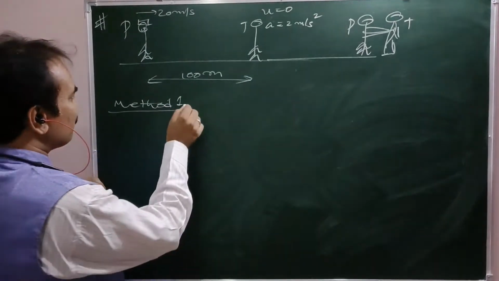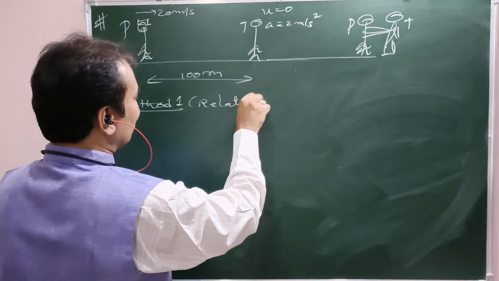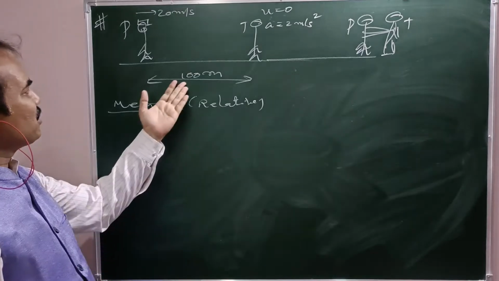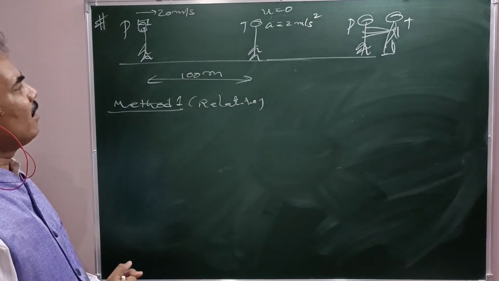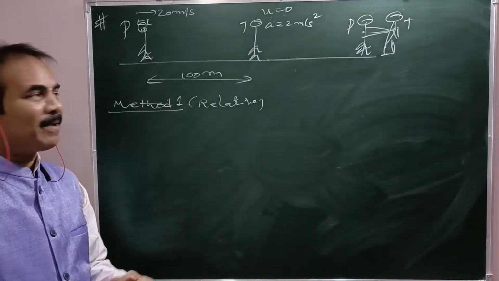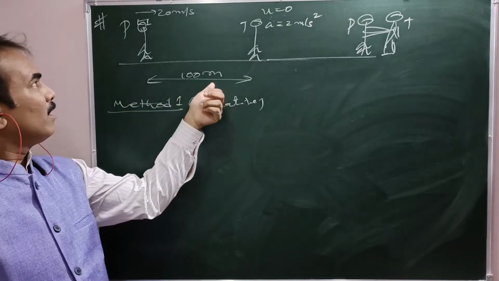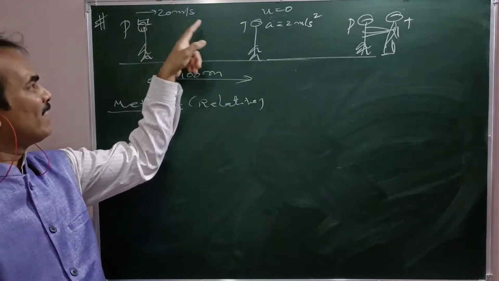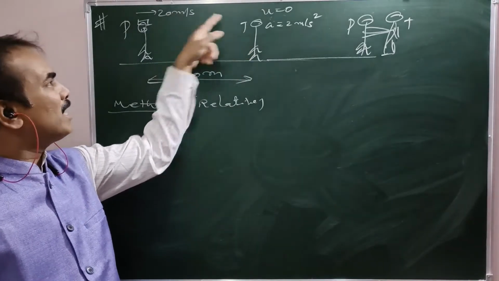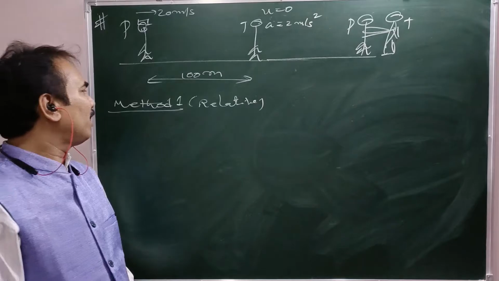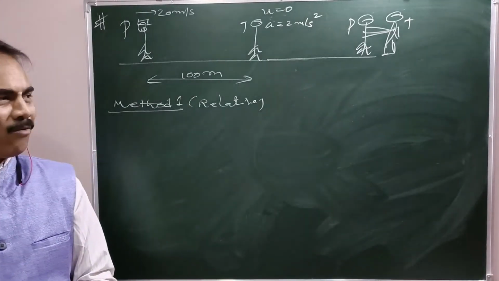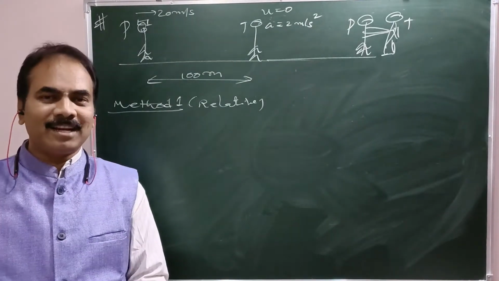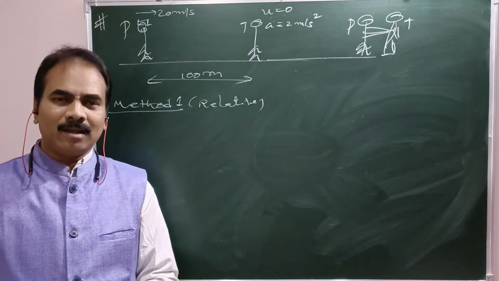that is the relative velocity concept. Now, what is the separation here? 100 meters. So, the relative separation between these two is 100 meters. The relative velocity of the policeman with respect to the thief is 20 minus 0. Now, the question is, in what time does the policeman catch the thief? Find the time in which the policeman catches the thief. That is the unknown we need to find.